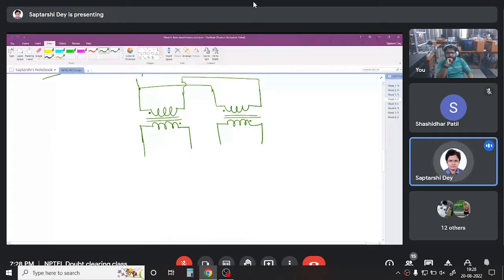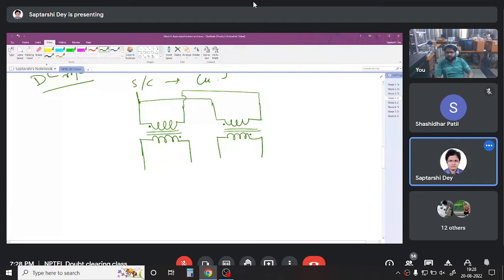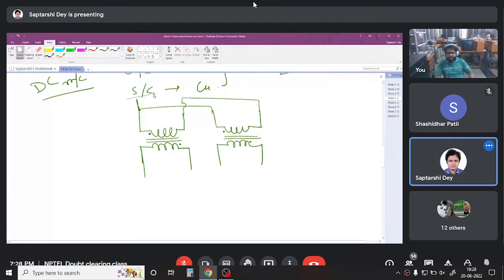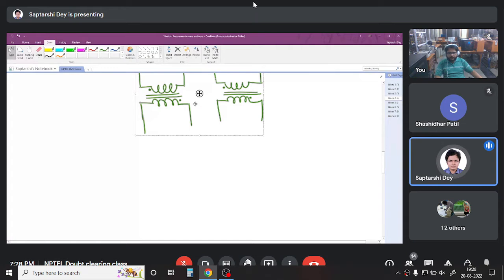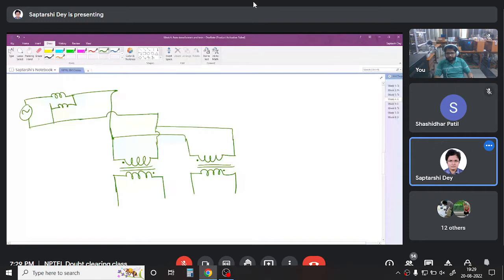Okay, so in the Sumpner test, we have two transformers whose primaries are connected in parallel in this fashion, and they are receiving a supply from a voltage source. There will be one wattmeter also. This is the wattmeter. This is the supply voltage. So let us say it is connected here and it is connected here.